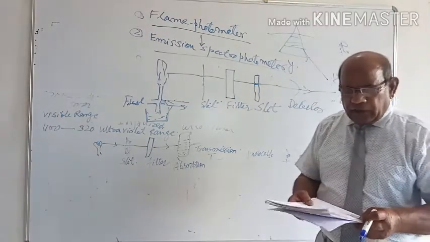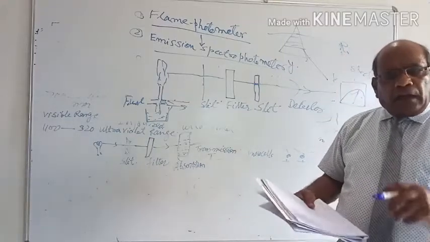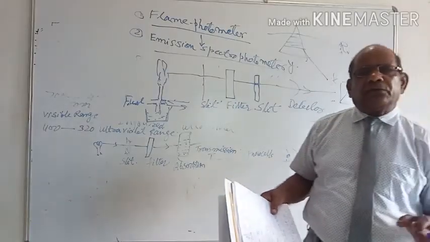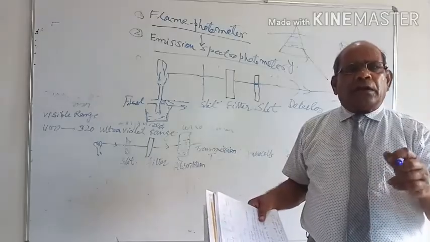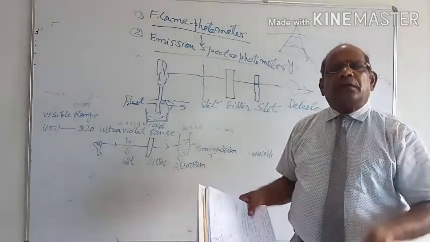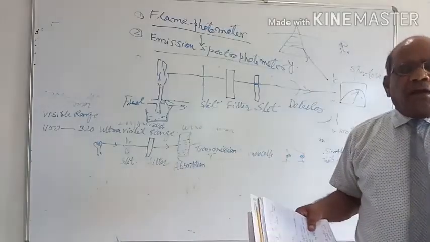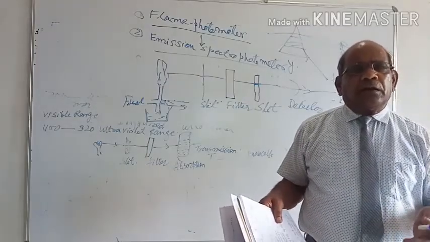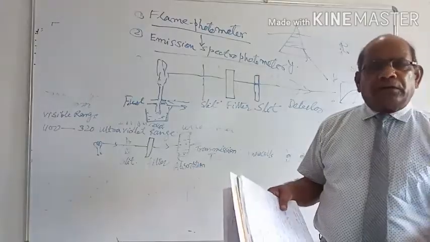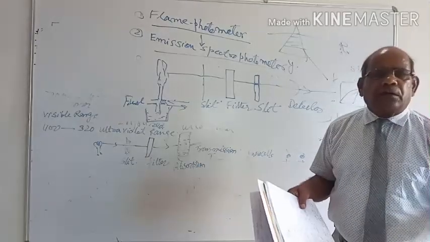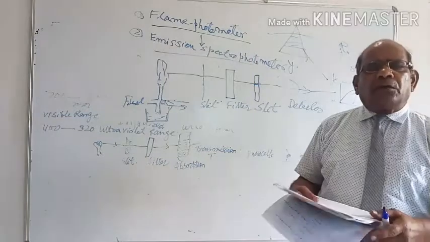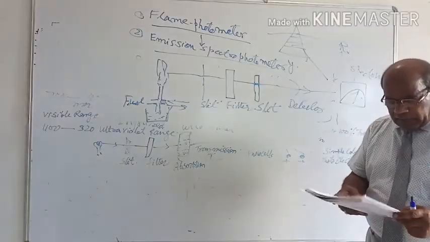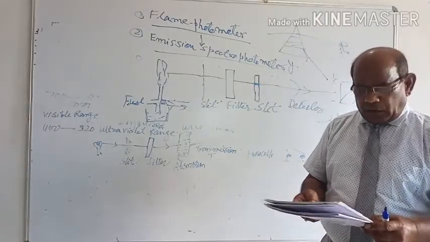So flame photometry is as good as colorimetry or spectrophotometry, but the difference is that in flame photometry the spectrum is emitted, while in colorimeter and spectrophotometer or atomic spectrophotometry the spectrum is absorbed. The spectrum is absorbed, and so it is known as absorption spectroscopy, while flame photometry is the example of emission spectroscopy.